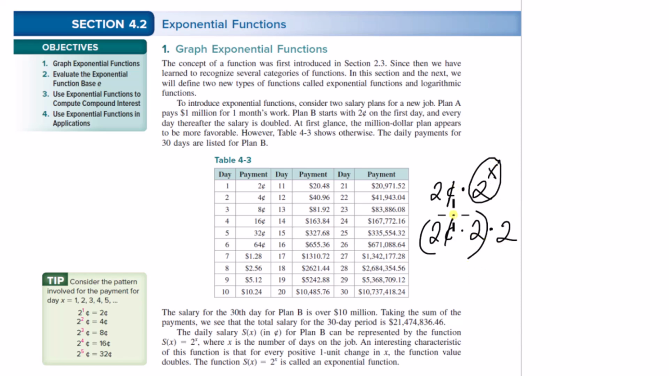If you want to find out how much money you have at the end of day 30, at the end of the month, you just do 2 to the 30th times 2 cents, and that's $10.7 million. Okay, so that's the idea of an exponential, is that you're multiplying by this common ratio, this common base.